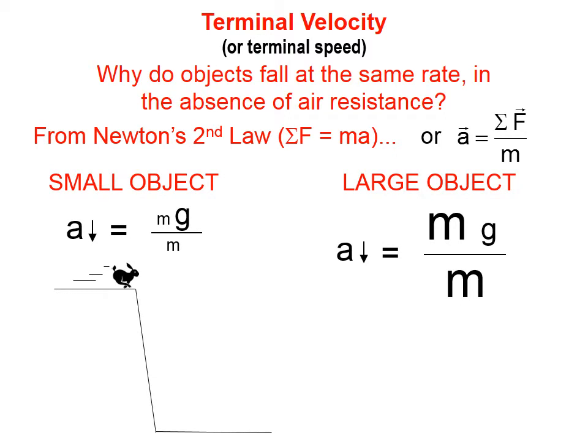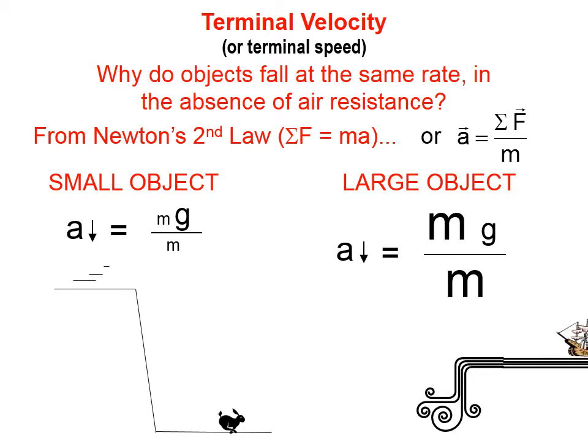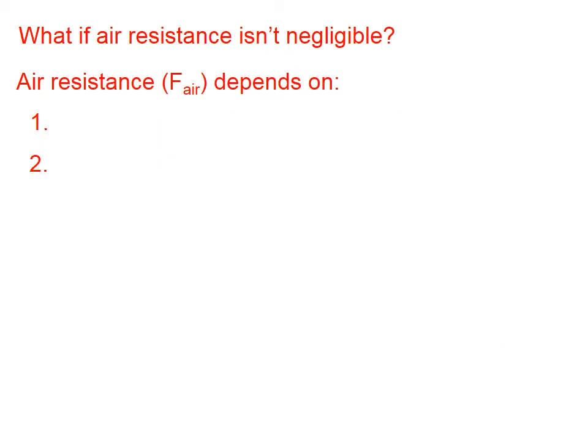So if you have a small mass in free fall, it's going to accelerate at a certain rate. If you have a large mass in free fall, it would have the same acceleration as a small object, assuming air resistance is negligible. But what if air resistance isn't negligible?